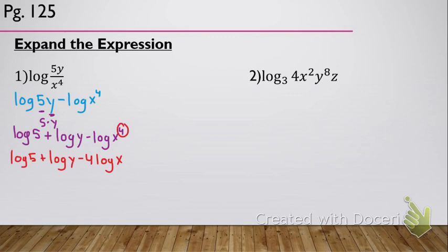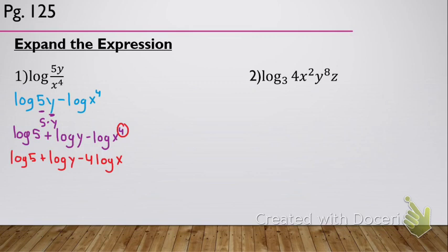Okay. Let's do number 2 together. All right? So number 2, we have a log base 3 of 4x squared y to the 8th z. First thing we look for is a quotient, a fraction. Do we see any division going on in this one? No, there's no fraction.